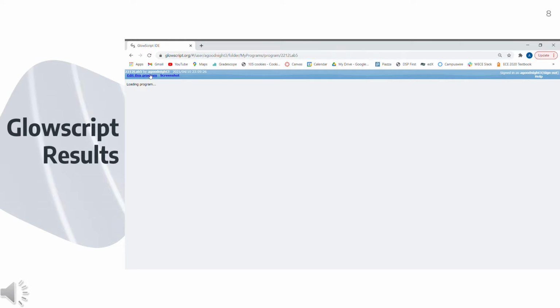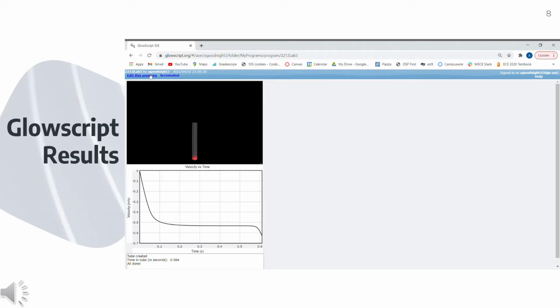Here is what my GlowScript produced. You can see the magnet slowly fall through the foil tube and the corresponding plot of velocity versus time. We were then asked to answer questions in order to interpret the simulation.